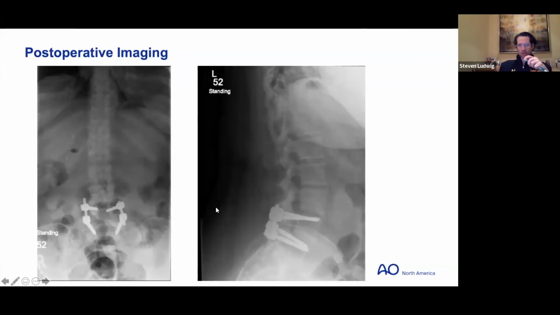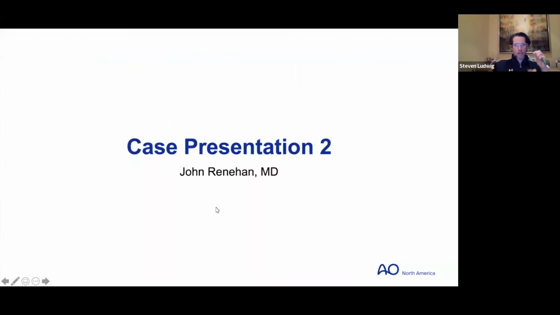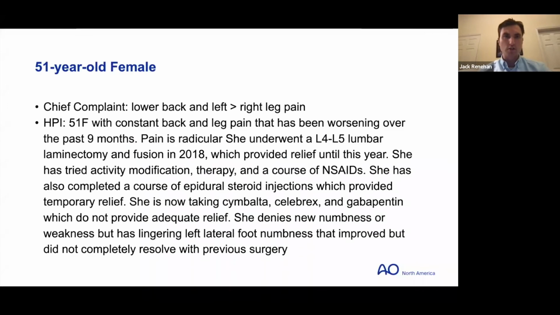So let's move on to the next slide. Alex and Jack, are you on to take over the presentation? Yeah, thanks, Dr. Lowig. I'm going to talk about adjacent segment disease and the use of interbodies for that, in particular, the use of lateral interbody cages.